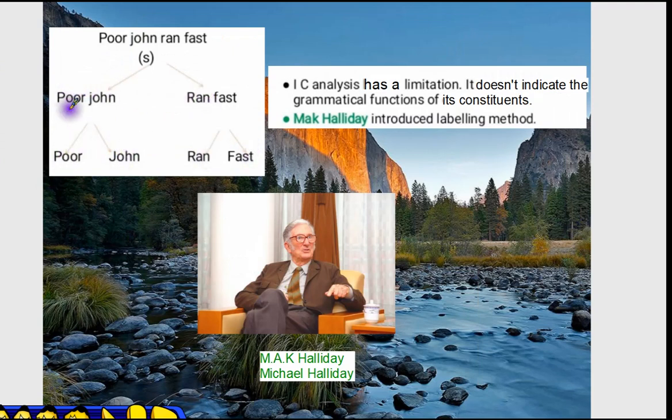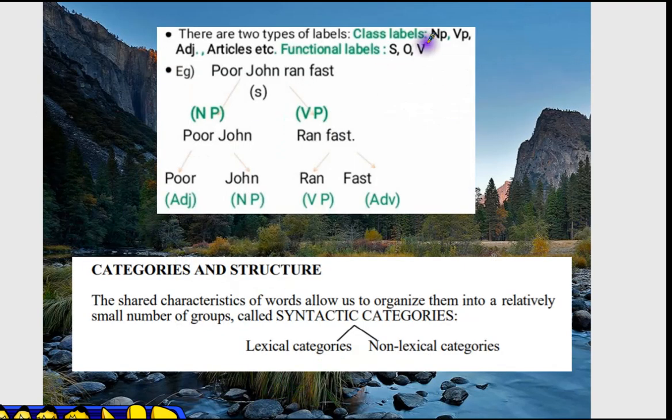But hey, what was the limitation? It doesn't indicate the grammatical functions of its constituents. Enter M.A.K. Halliday. I want to apologize. In the previous video, I said Mark Halliday. My bad. It's Michael Halliday, also known as M.A.K. Halliday. He introduced the labeling method. What is that? He added two labels: class labels and functional labels. So for the same sentence, now we know what each part of a sentence means. And now we can perform a better analysis.